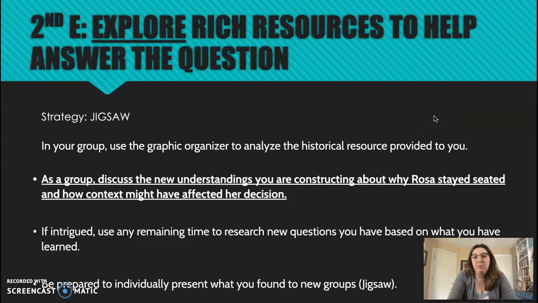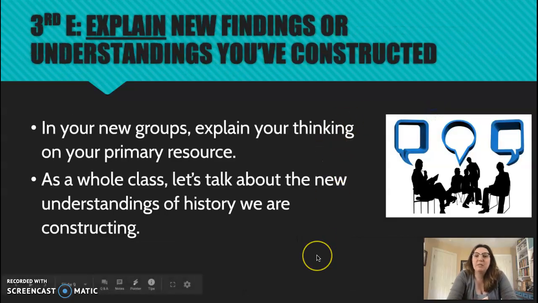And then after they've been able to do that for a while, then I have them explain their new understanding. So a jigsaw is where in that group they become experts, and then I number them off again. And then they go to new groups where there's one expert from each original group. And then they have to share in their new groups what they learned about, what primary source they analyzed to help us answer this question about the context of Rosa Parks.